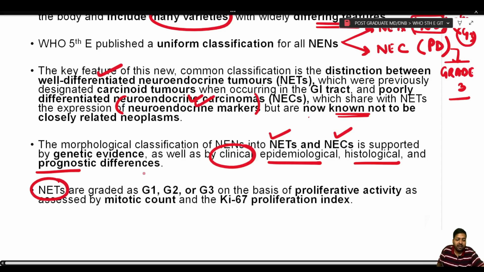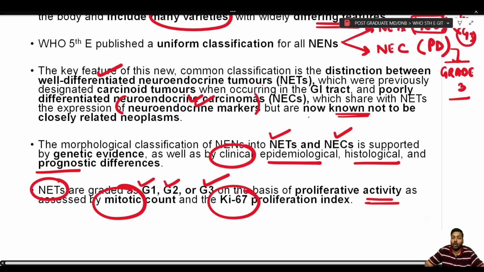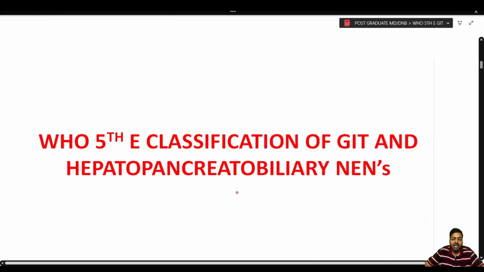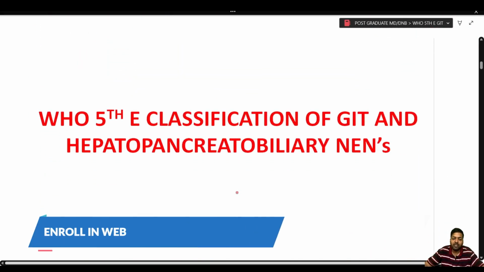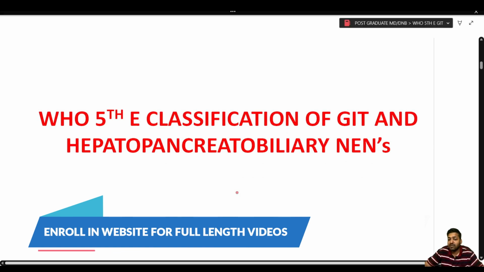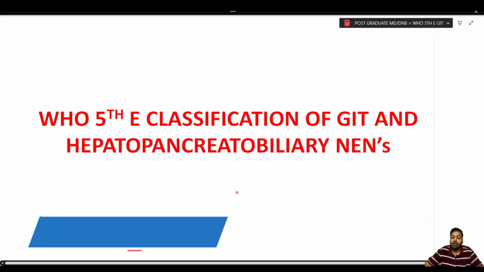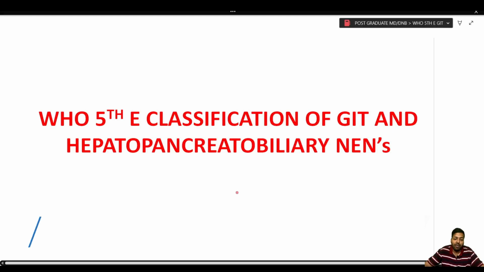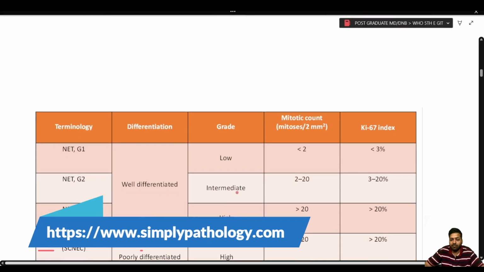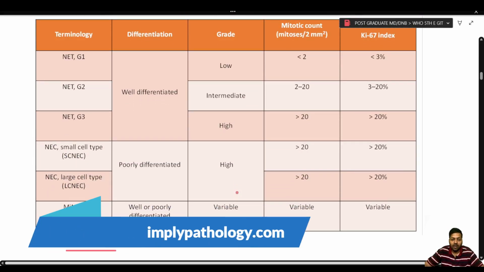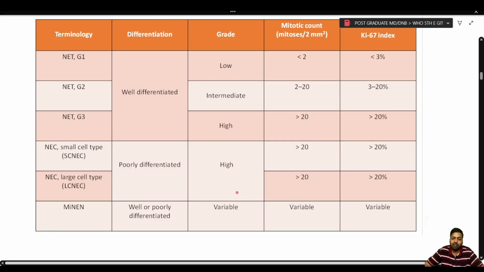Neuroendocrine tumors are graded as grade 1, 2, 3 on the basis of proliferative activity, as assessed by the mitotic count and Ki67 proliferation index. Now we are going to see the classification of the neuroendocrine neoplasms arising not only in the GIT but also across the hepatopancreatobiliary system. This classification applies to not only the GI tract but also the pancreas, liver and the bile tract.